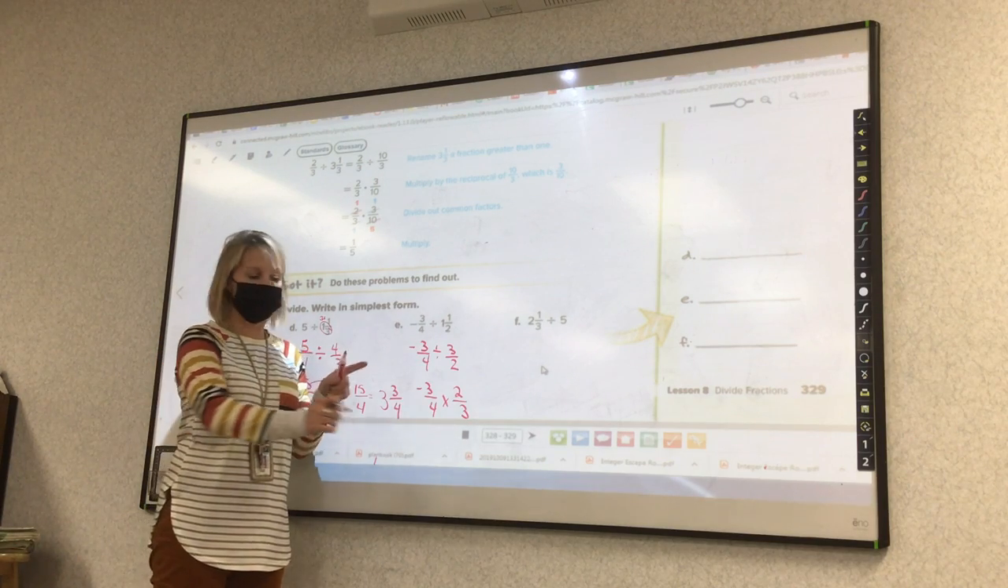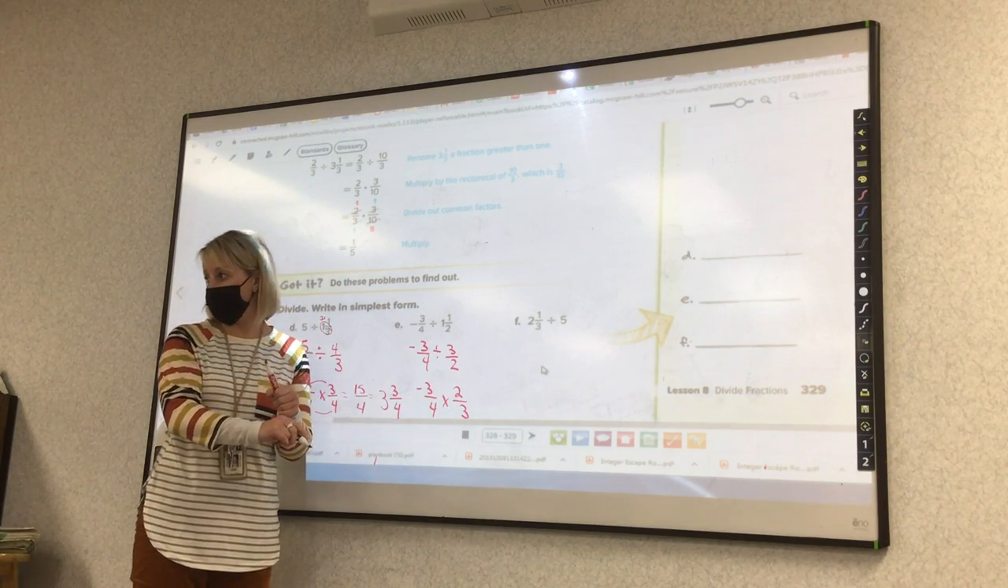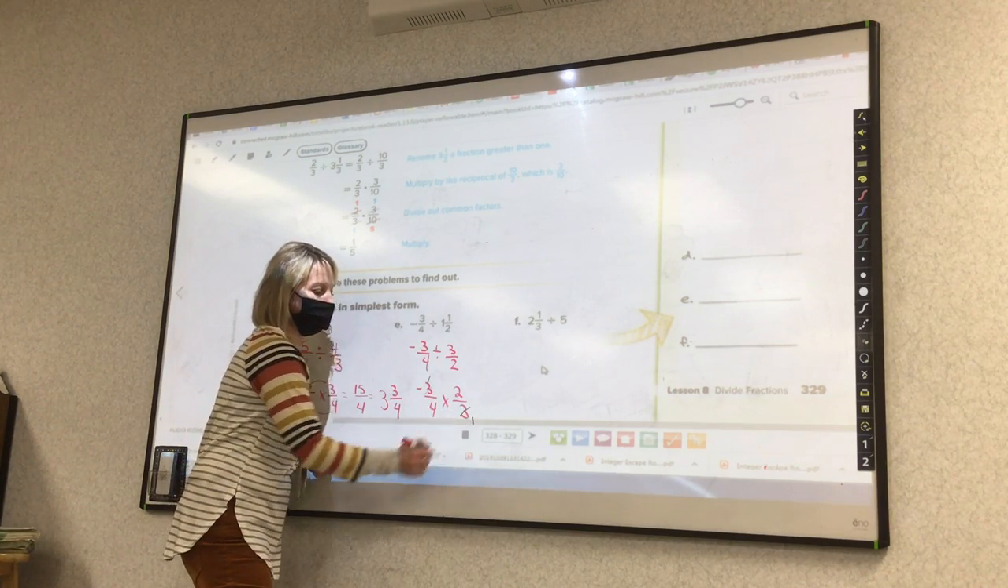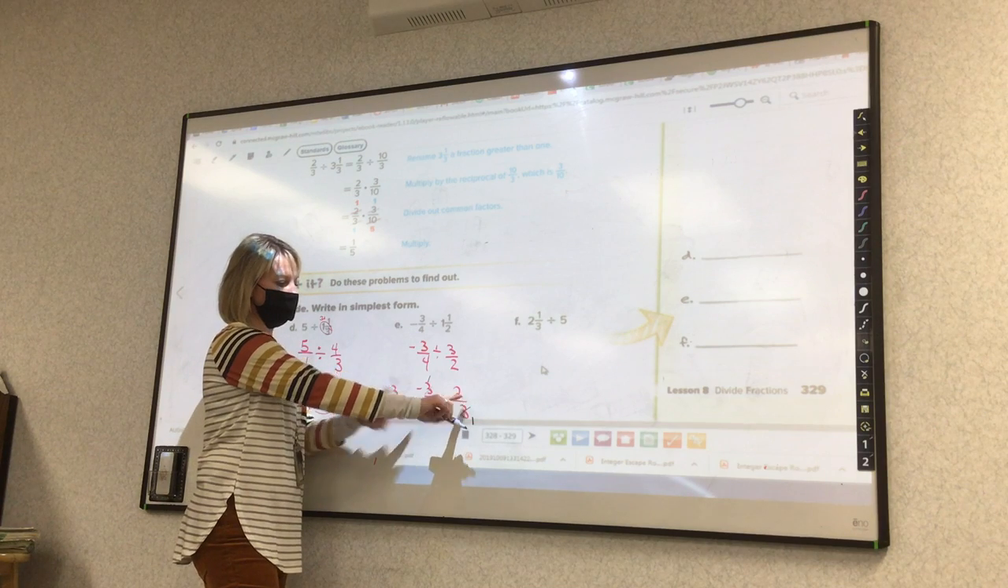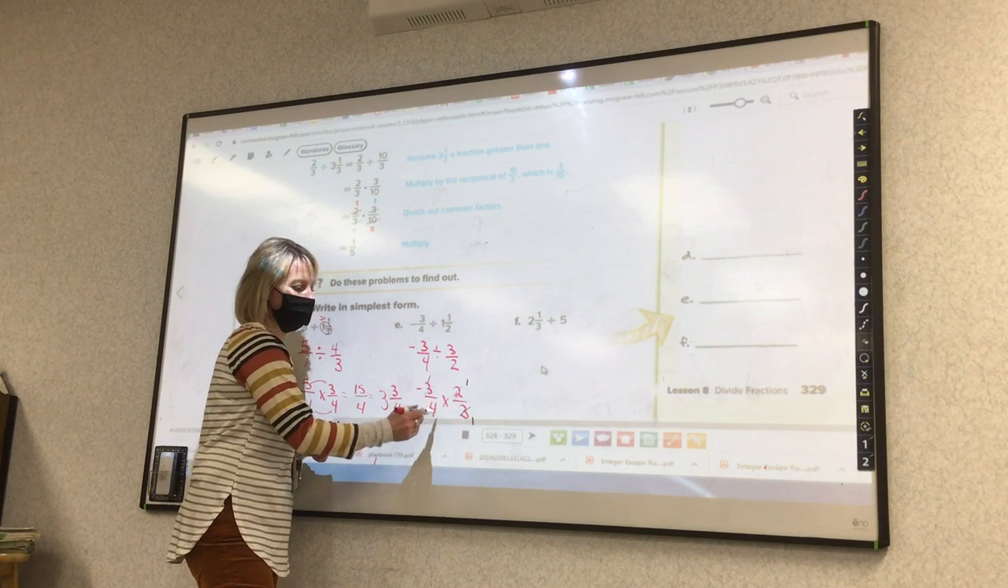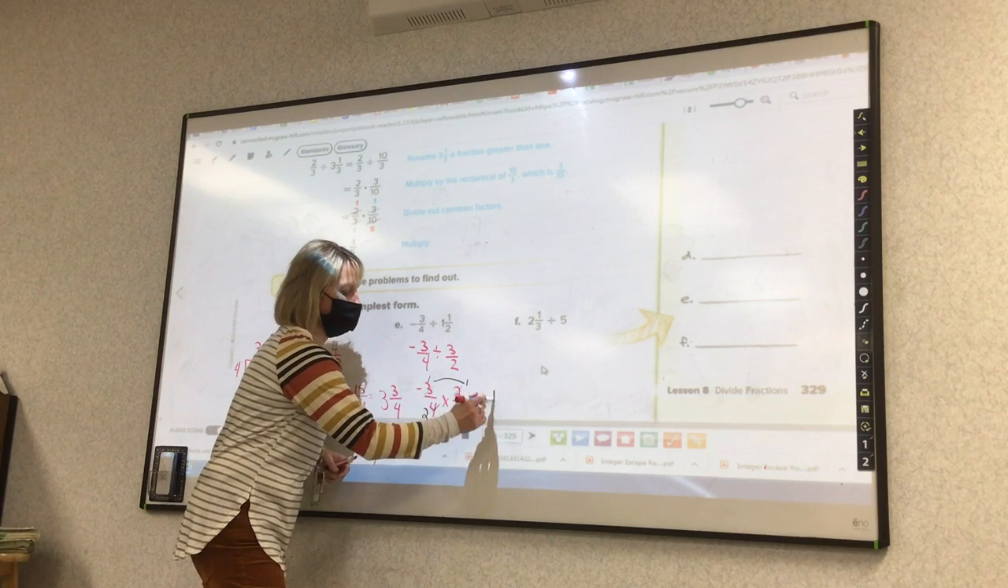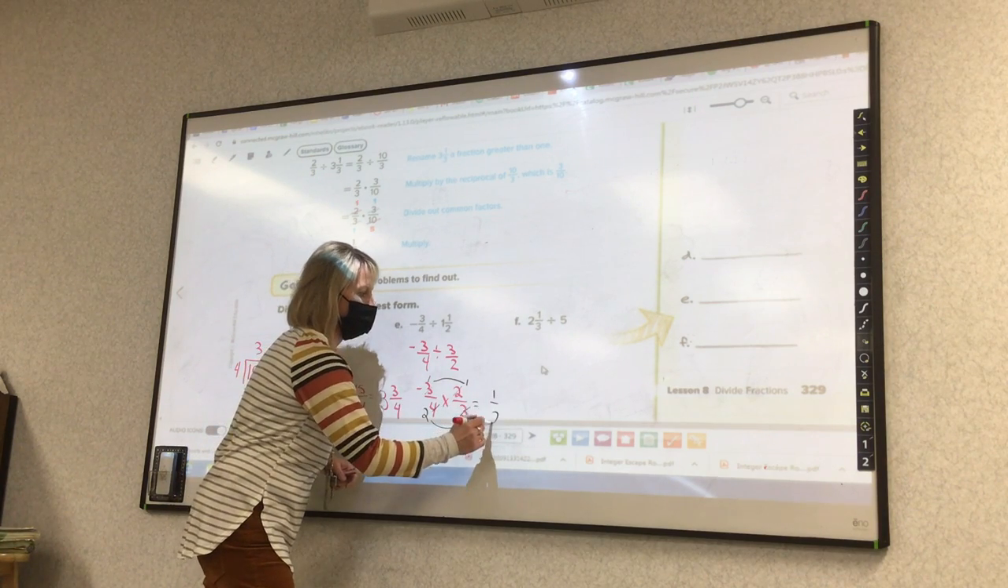I can reduce my 3s by 3, right? 3 divided by 3 would be 1. 3 divided by 3 would be 1. And then I'm going to reduce by 2. 2 divided by 2 is 1. 4 divided by 2 is 2. 1 times 1 is 1. 2 times 1 is 2.